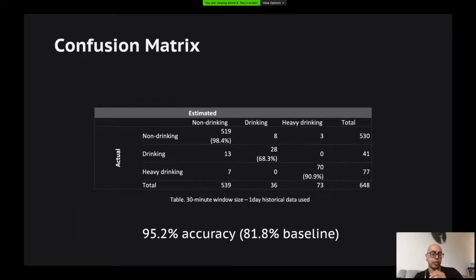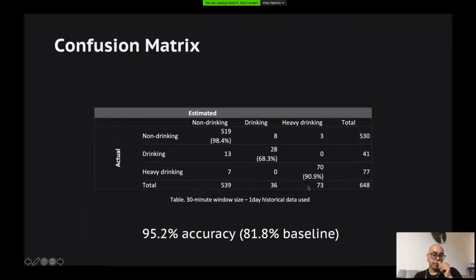So with this, we were able to produce this measure of being able to detect in pseudo real time, within 30 minutes, that someone was in the midst of a drinking, non-drinking, or heavy drinking episode. So you can see that we're pretty good on the heavy drinking. Obviously, detecting non-drinking is not the hardest thing to do. Where we still have a lot of room to grow is in detecting the drinking episodes.